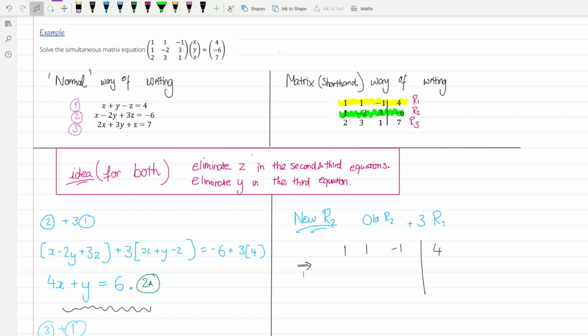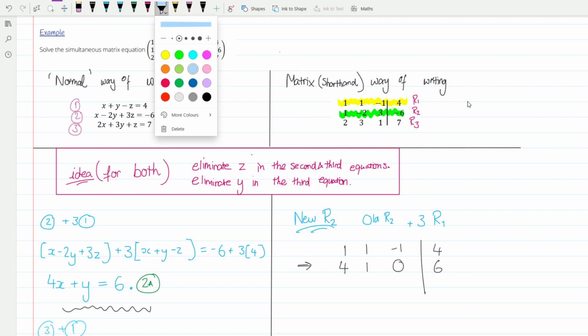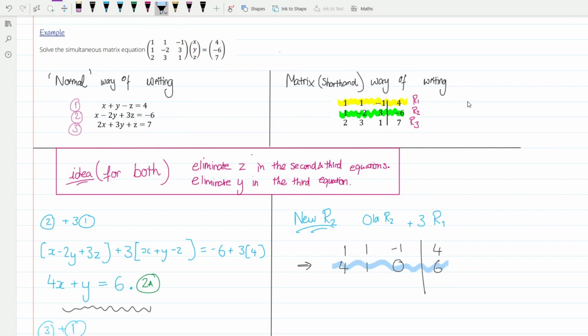So mentally in my head, I'm just doing 1 plus 3 times 1, which is obviously 4. I'm going back here again, minus 2 plus 3 lots of 1, that's 1. 3 plus 3 lots of minus 1, that's 0. And same over here on the right hand side, minus 6 plus 3 lots of 4, that is minus 6 plus 12 is 6. So you can see a similarity between what we have here and what we have here. But it might be a little bit easier to follow because you don't have to write out the x, y, z the whole time.